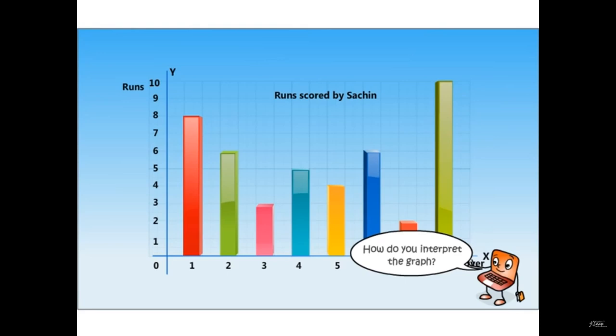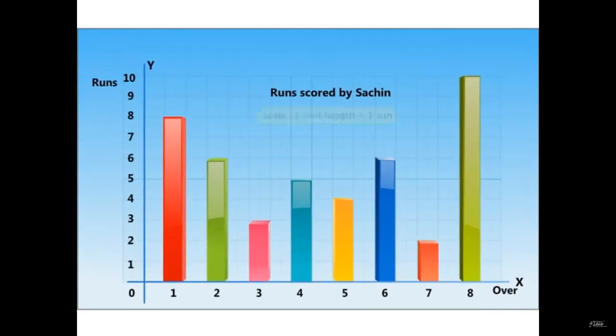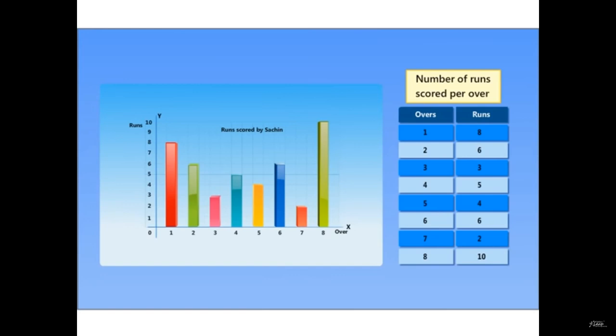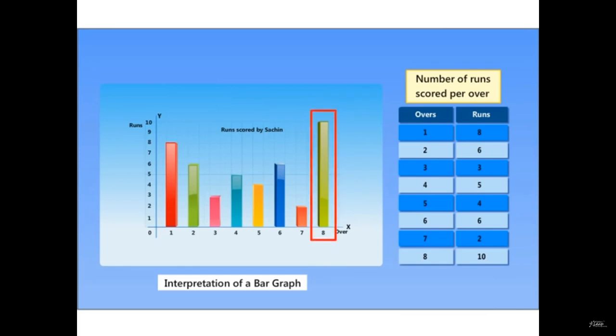How do you interpret the graph? Observe the graph and the length of each bar. Each bar represents 1 over of the match. The scale on the vertical axis gives the measure of length of each bar, which represents the number of runs scored in each over. From the graph, we can see that Sachin has scored 10 runs in the 8th over. We could find this even without listening to the cricket commentary, just by interpreting the data given in bar graph. This is called interpretation of a bar graph so as to arrive at a conclusion.